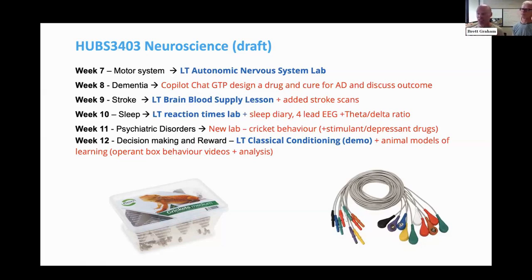Week 11 is psychiatric disorders. So there's a great lab that was presented through the ANS Education Committee, an online thing that's run at UNSW, where they use crickets and put them in a little plastic container with a clear lid that's got a grid on it. They score grid crosses as a surrogate for movement, and then they actually dose the crickets with either a stimulant or a depressant, and do the same thing again and see the actions on the nervous system.